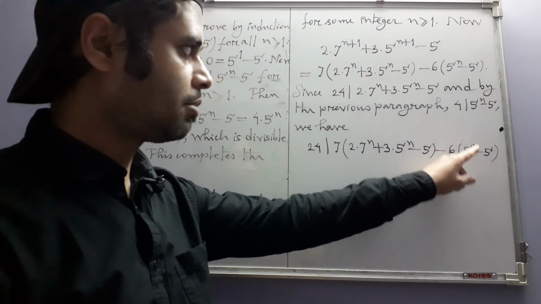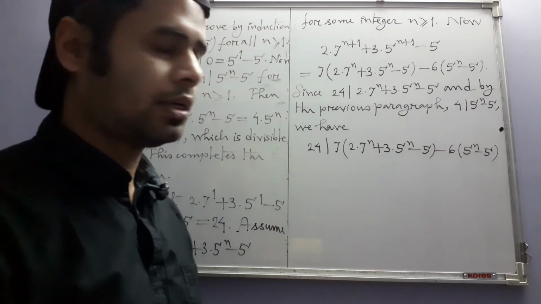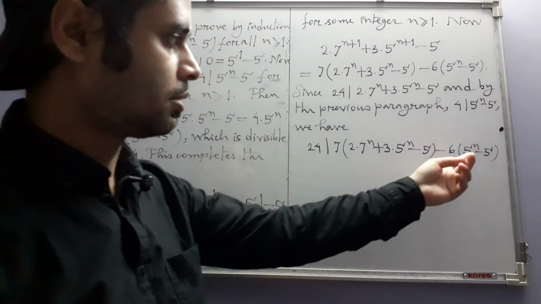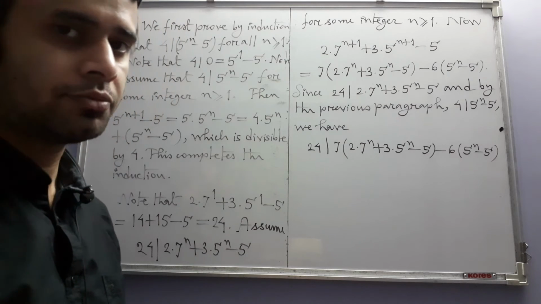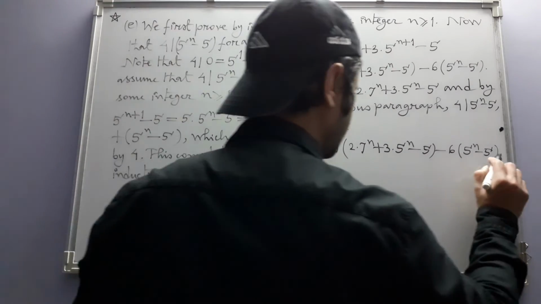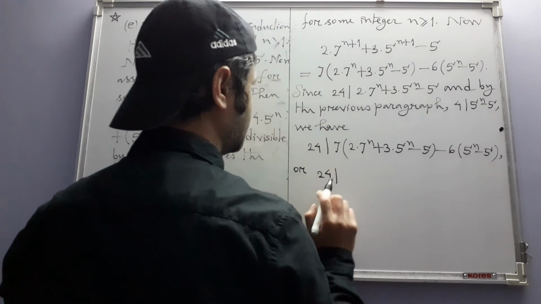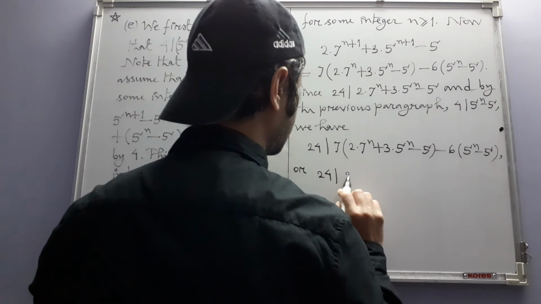Five to the power n minus 5, by this divisibility relation, is a multiple of 4. That times 6 is a multiple of 24. So that means 24 divides this. Or, same thing, 24 divides this.